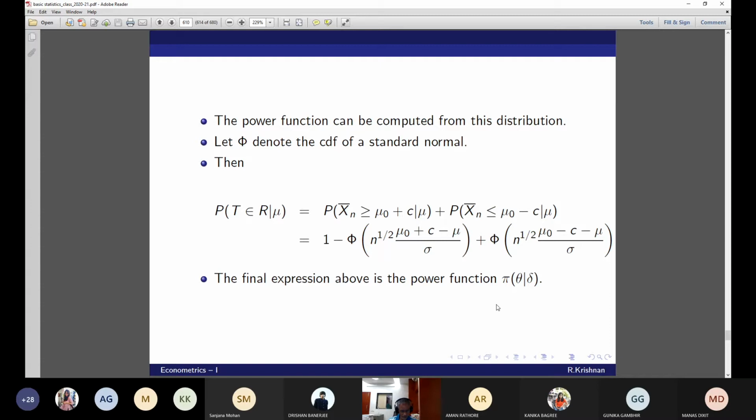In your undergrad, you must have definitely done the power function. Some of you, right?